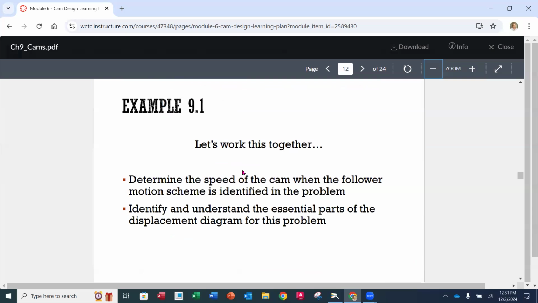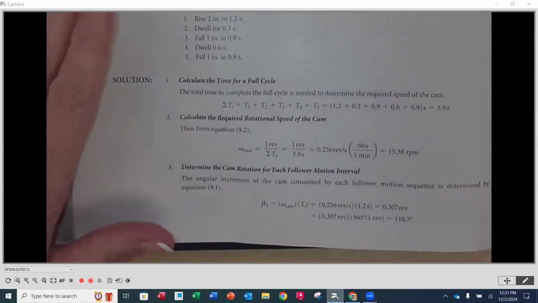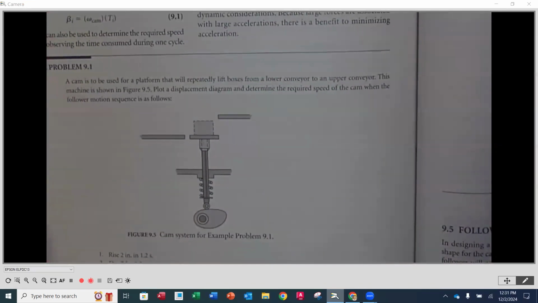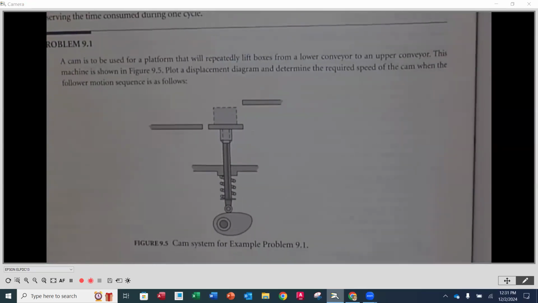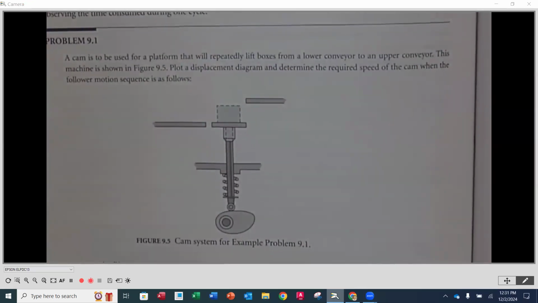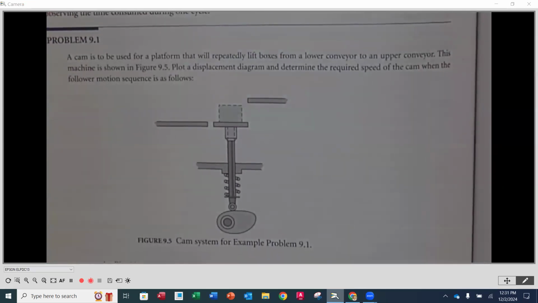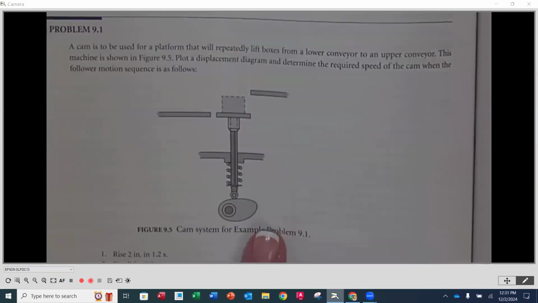Our first example is going to be found on page 226. It's example 1, and we're going to be looking at this together. If we look at the problem statement itself, problem 9.1, I'll zoom in a little bit. It says that we have a cam that is supposed to be used for a platform that will repeatedly lift boxes from a lower conveyor to an upper conveyor. This machine is shown in the figure right here down below, okay?